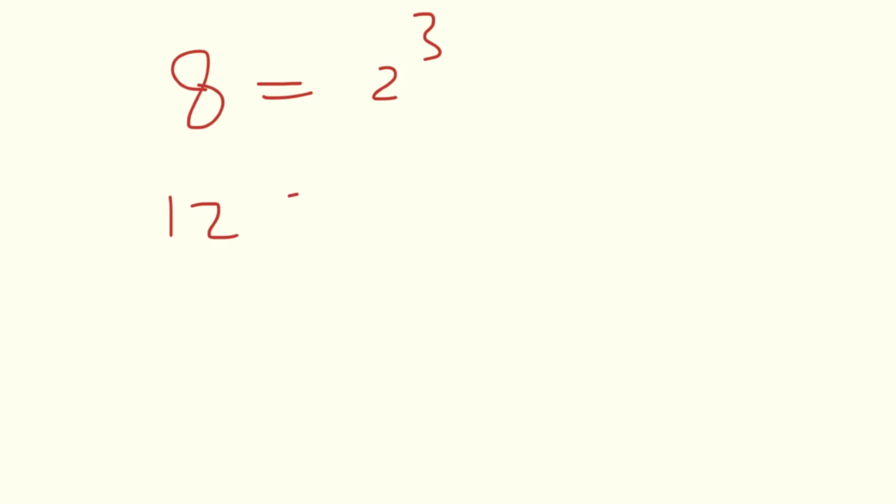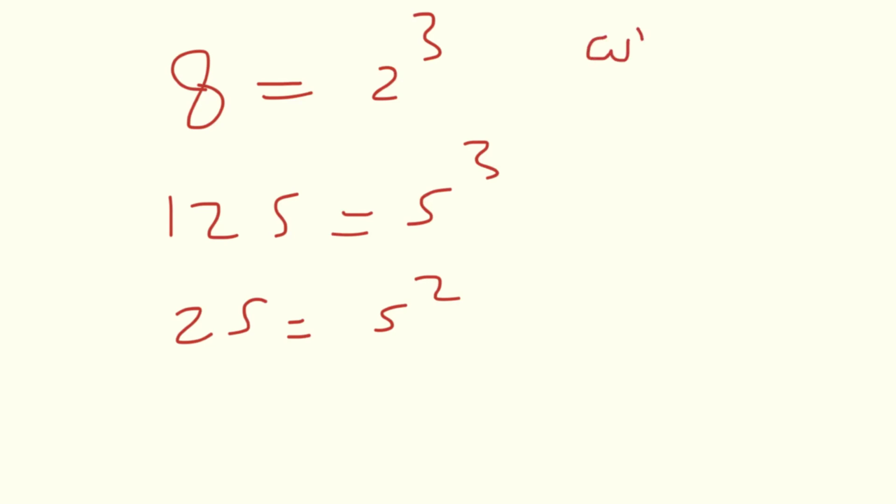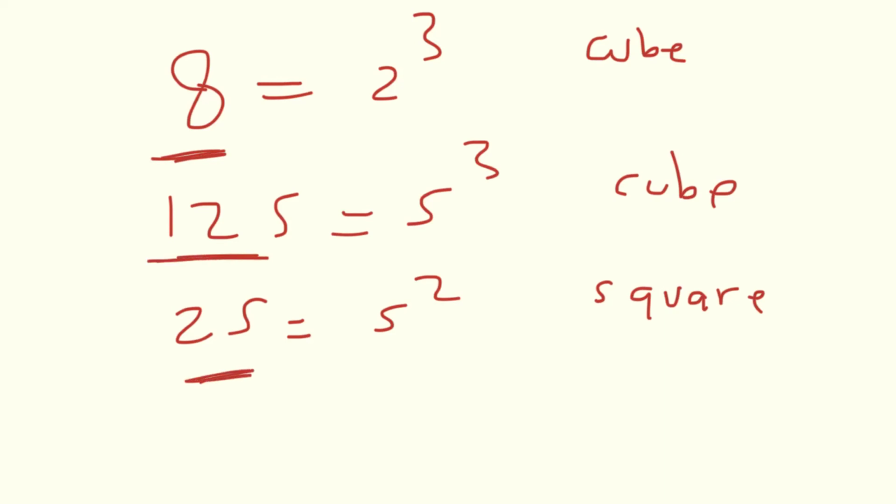Take 125. Square quantity or cube quantity? Cube quantity. Cube of what? Cube of 5. But 25 is a square quantity. So from here you apply the difference of squares or the difference of cubes. And also if you have the sum, you must be careful. Only the cube has a rule, the square does not have a rule. So this is a cube quantity, this is a cube quantity, but this is a square quantity.